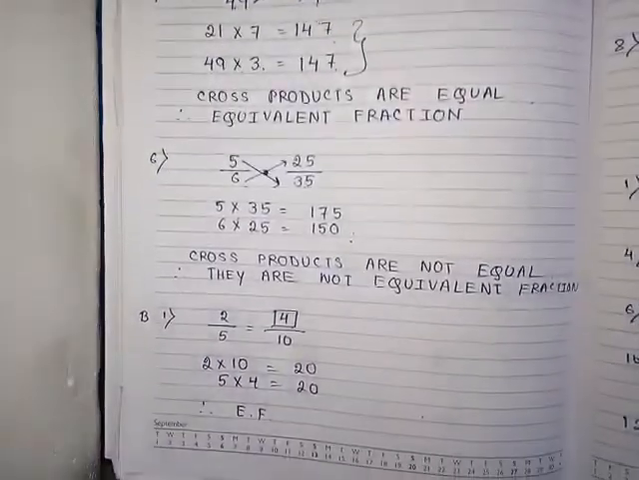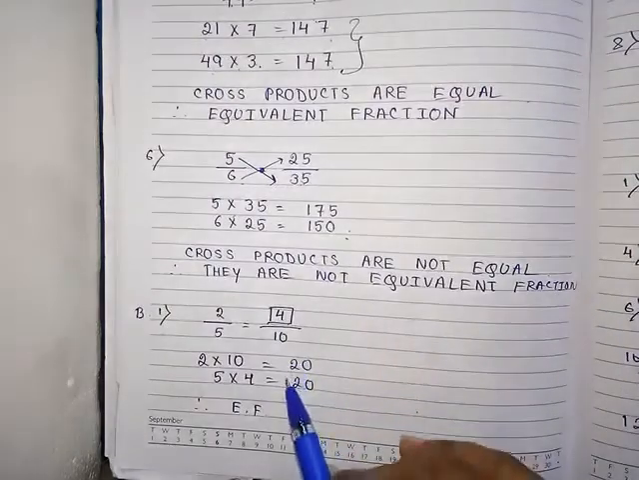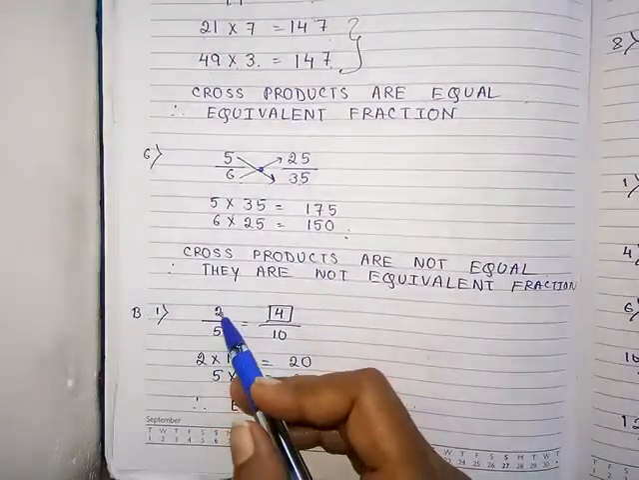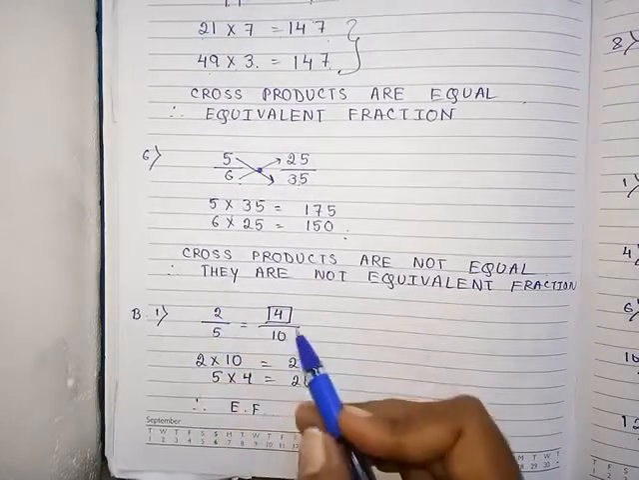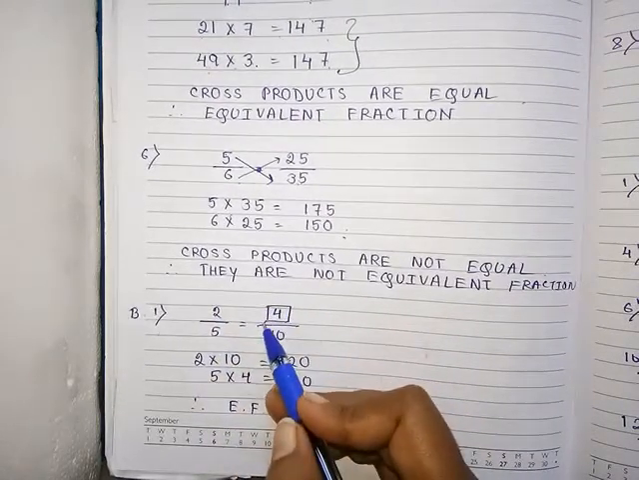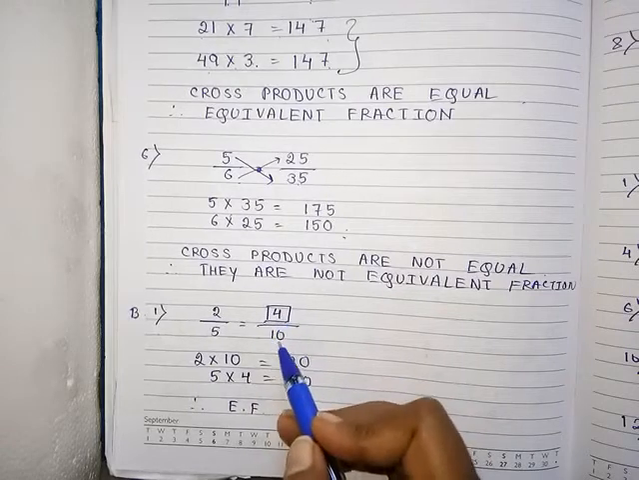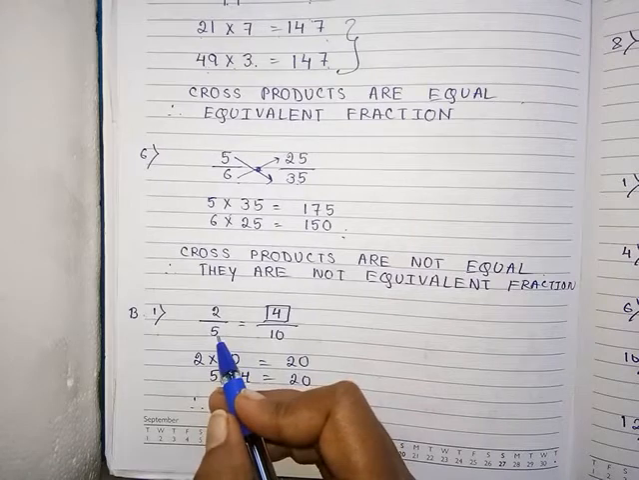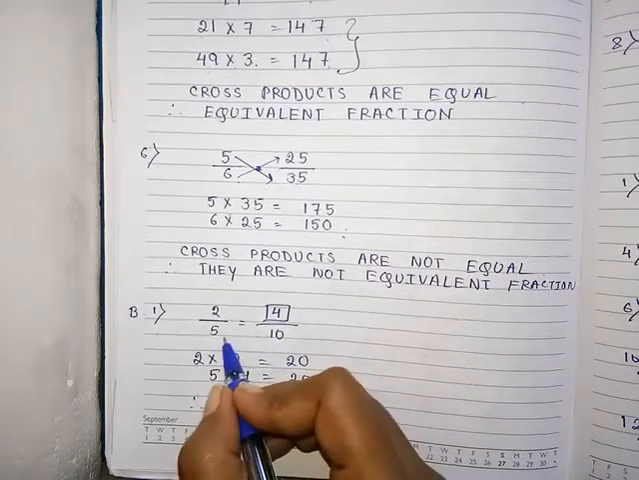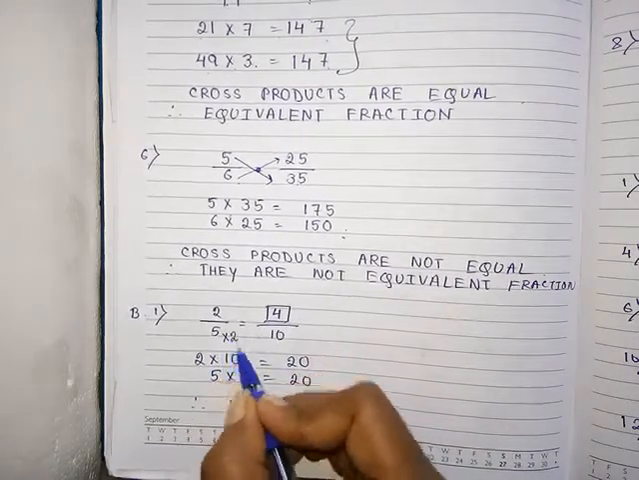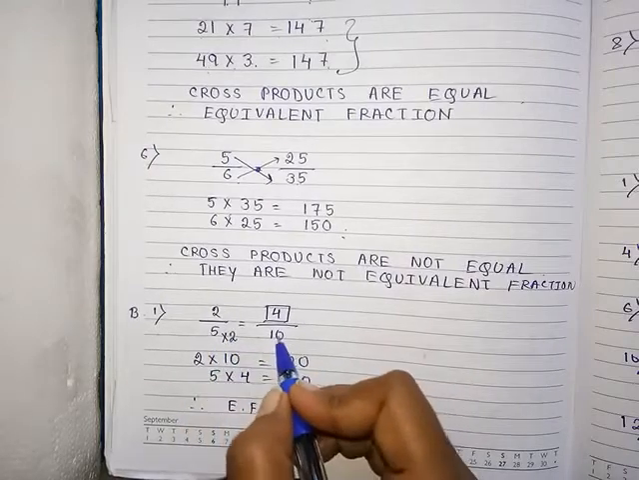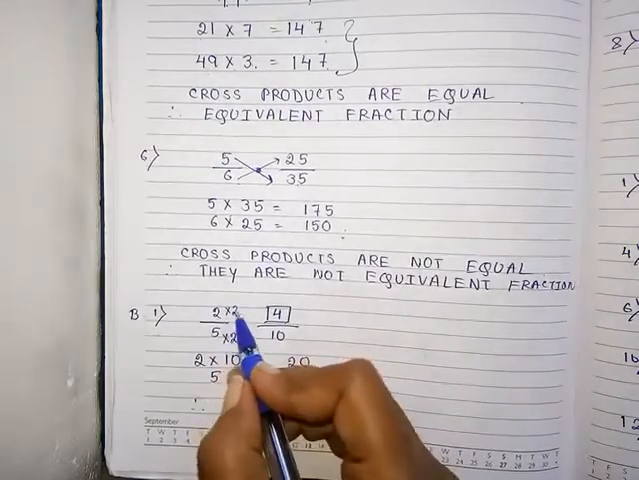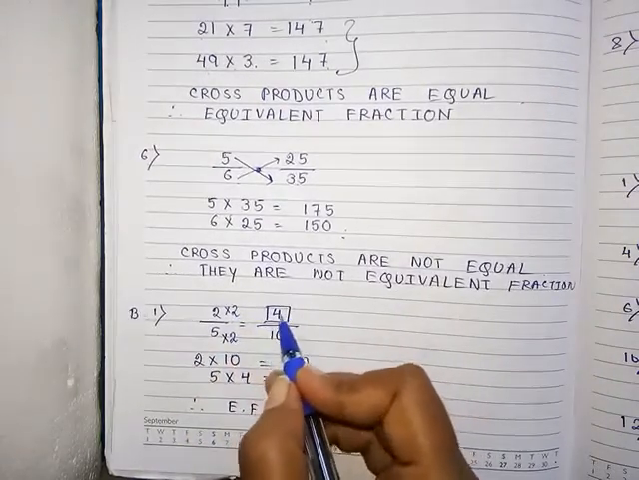Now question number B, this type of sums we have already done in exercise 6.1. One fraction is given, 2 by 5 equal to, in this blank you have to write down the number, and that by 10 is given. First we have to check that 5 into 2 is 10. So if we multiply 2 with 5, we are getting 10. That means we have to multiply 2 with the numerator also. 2 2s are 4. So the number will be 4.